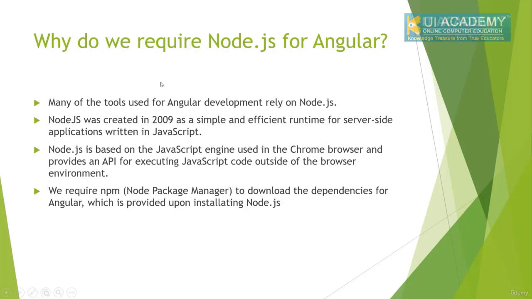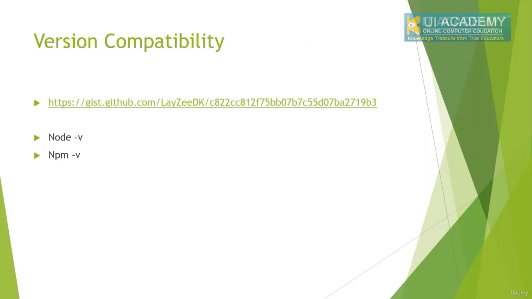Now we understood why we require Node.js. The second point that we need to understand is which version of Node.js I should install for which version of Angular. Obviously, different versions of Angular expect different versions of Node.js. To explain that, I have provided a link here. When I click on this link, I'm going to explain to you the version compatibility that is required for the different versions of Angular.